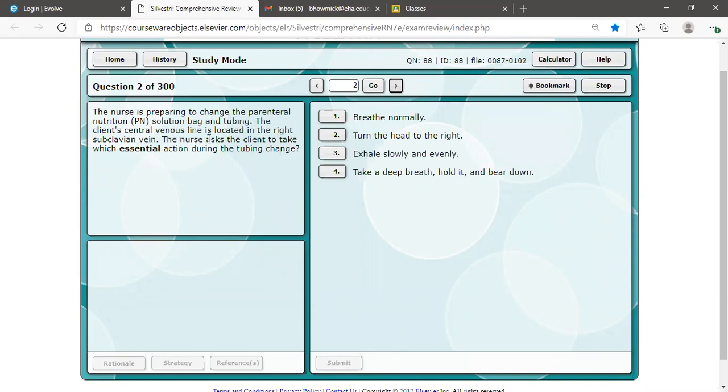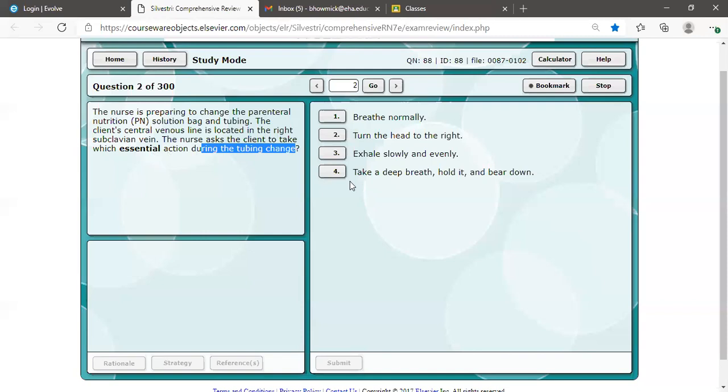So the nurse asks the client to take which essential action during the tubing change? Out of four, which is the most important? Because the subclavian area is very important and very dangerous, you have to maintain everything, right? So first of all, it is very important.